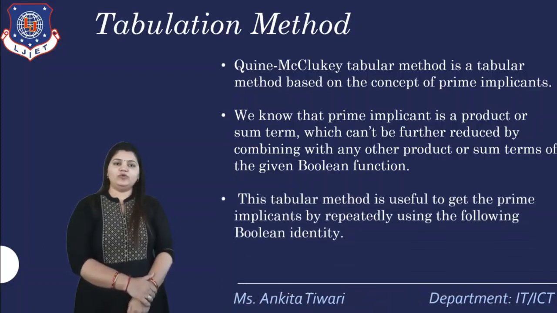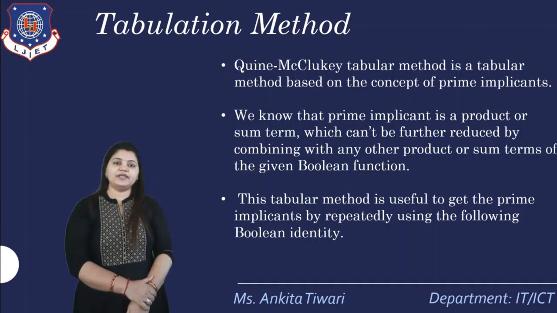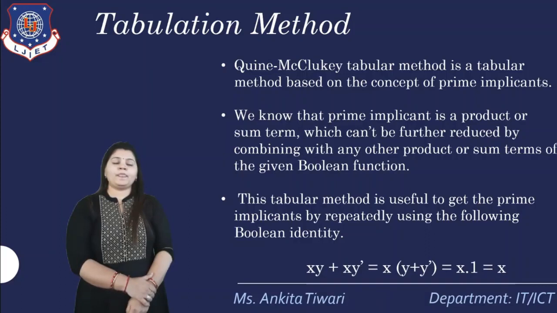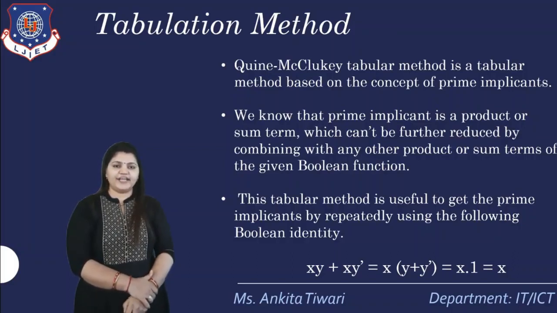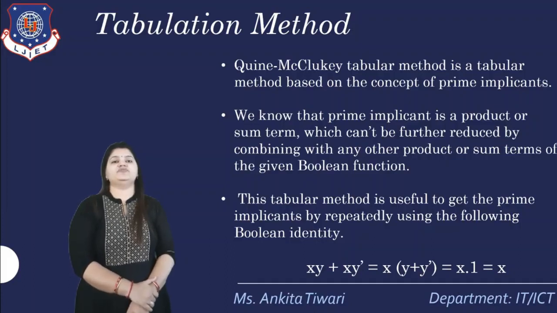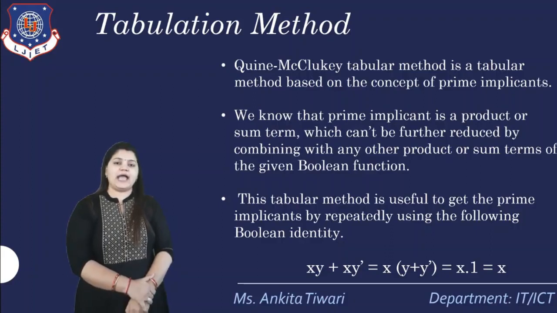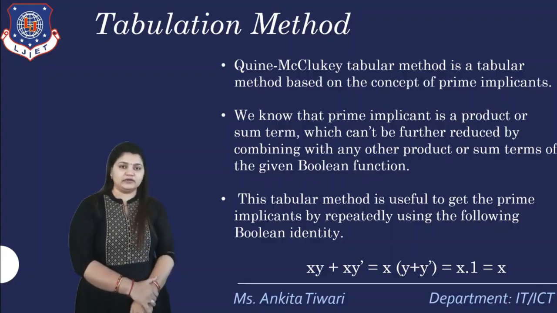So this tabular method is useful to get the prime implicants by repeatedly using the following Boolean identity. The identity is xy plus xy bar, which is equal to x, taking x common. So we get y plus y bar, which is equal to x dot 1, which is equal to x. This is the identity property which we are going to use in order to reduce and to get the prime implicant terms.